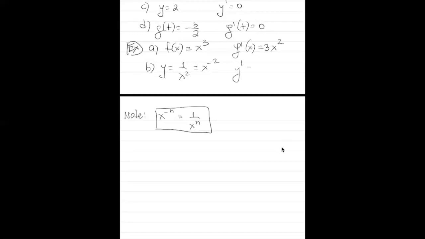And here y prime, the derivative, is negative 2x to the negative 2 minus 1. So it's negative 2x to the power negative 3, which is equal to negative 2 over x to the third. We're using the same formula for the negative exponent. So C, g of t, is equal to t, linear function. The derivative is just 1, because the coefficient in front of it is 1, the power is 1, t to the 1 power, 1 goes on the front.